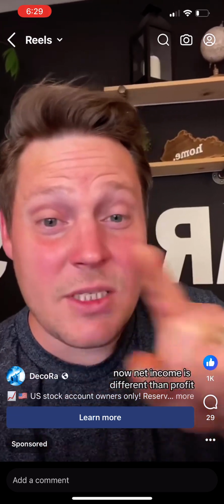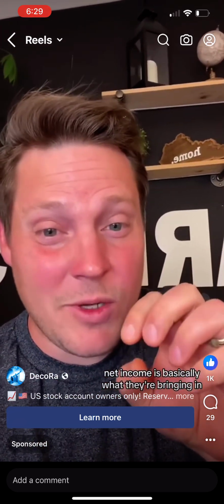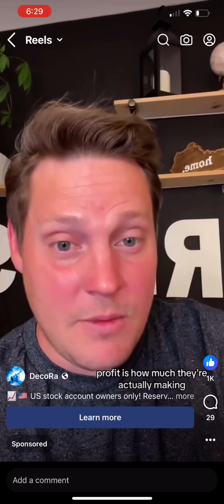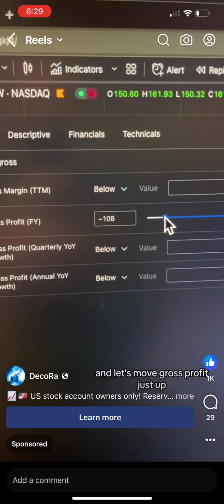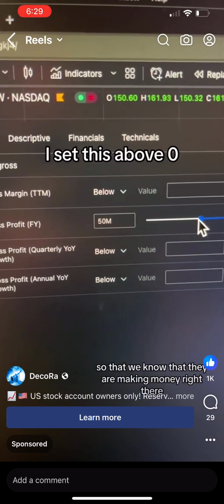Now net income is different than profit. Net income is basically what they're bringing in. Profit is how much they're actually making. So let's take a look at profit. And let's move gross profit just up so that we know that they are making money right there.